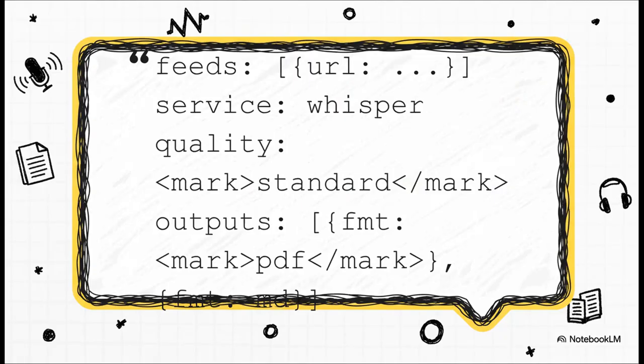For example, a simple config file like this can tell the tool to just watch a podcast's RSS feed. From then on, every single time a new episode gets published, the tool automatically grabs it, transcribes it using Whisper, and generates both a PDF and a Markdown file. You literally set it up once, and it just runs on autopilot.